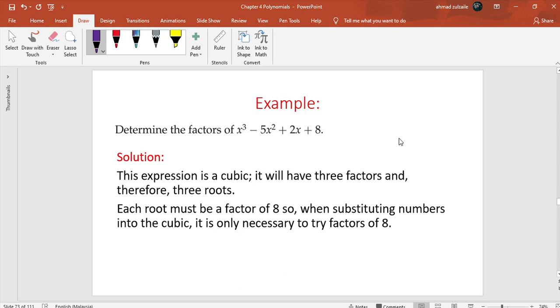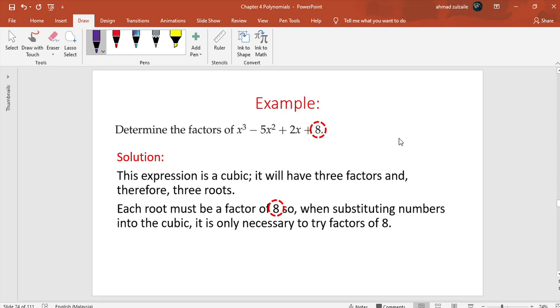Why do we have 8? When substituting numbers into a cubic, it's necessary to try the factors of 8. Again, why do we choose a factor of 8? Usually, in order to determine the factor, you look at the last term over here, the constant term, because it will determine whether you have a remainder or not. So you have to start your trial and error using the last digit in your polynomial equation.